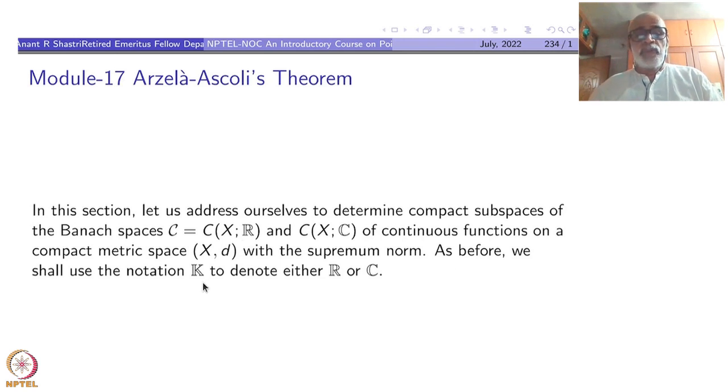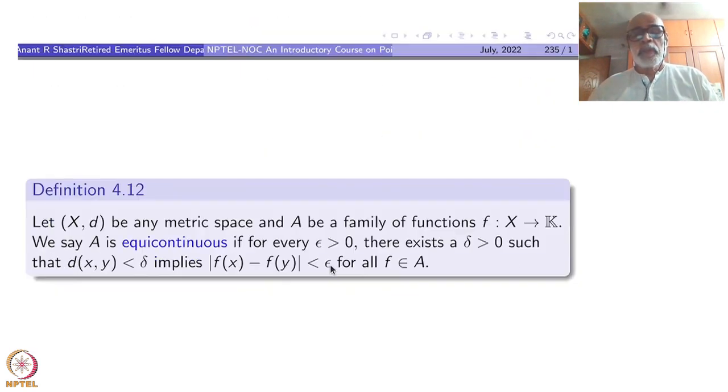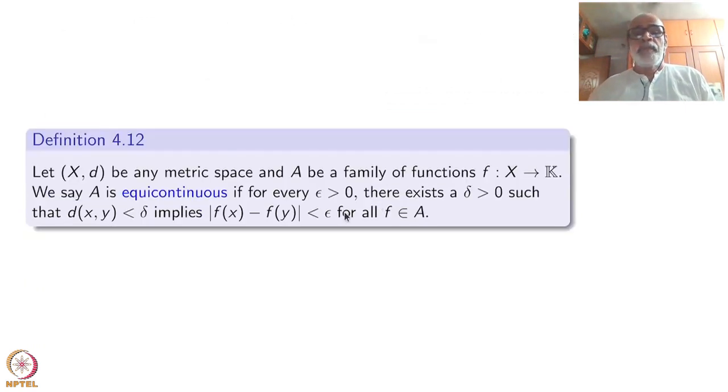As before, we shall use the notation K to denote either R or C. I will make the historical comments later. Okay. So we need a new and important notion here of equicontinuity. Let (X, T) be any metric space, and a family of functions f from X to K. This is what we are starting with as data.